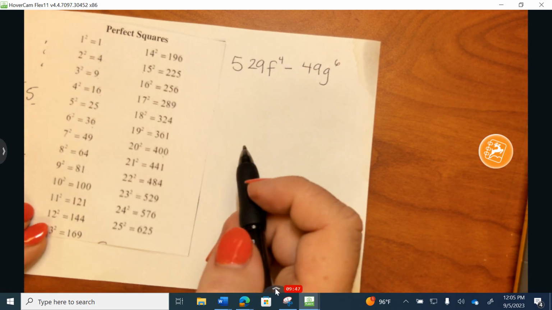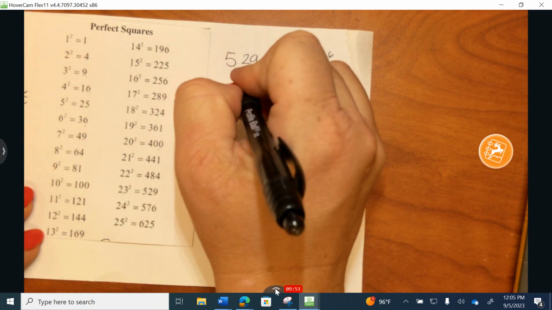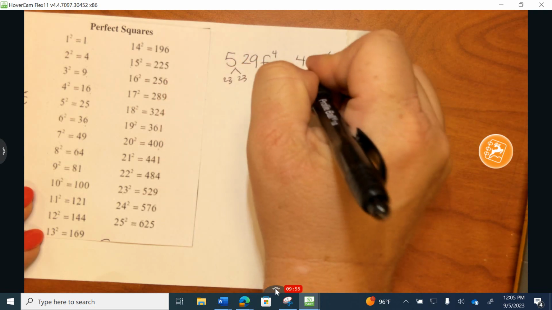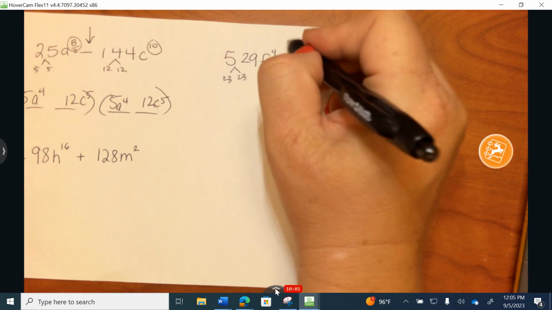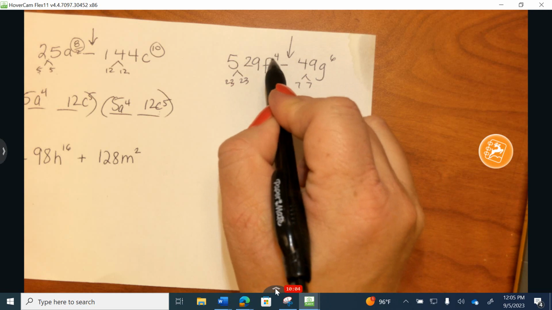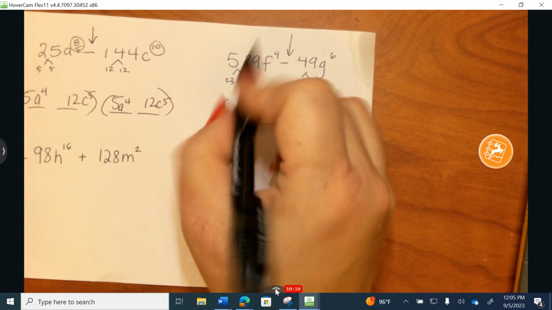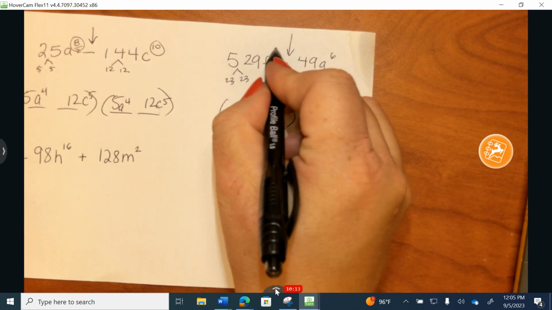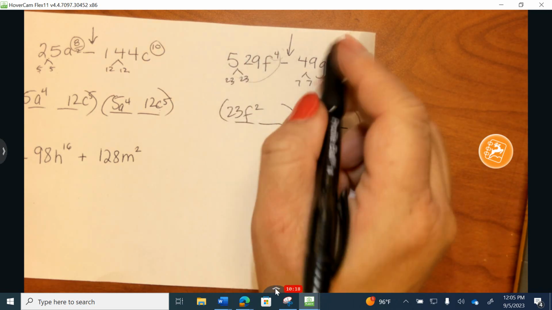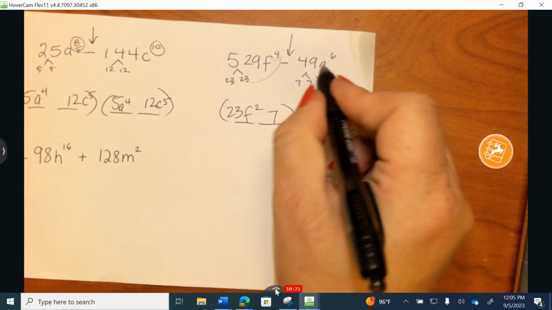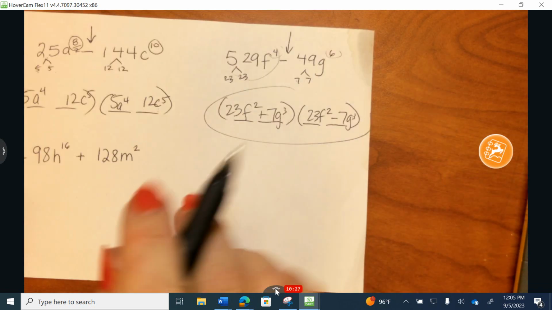529 and 49. Okay, 529 is 23 and 23. 49 is 7 and 7. Okay, so I have subtraction, and I can divide each of these by 2. They're even. All even numbers are divisible by 2. Okay, so 23 is going front. And when I divide 4 by 2, I split it in half, I get 2 and 2. All of this comes from the front. In back, 49 is 7 times 7. And I split this in half to get 3 and 3. One's addition, one's subtraction.